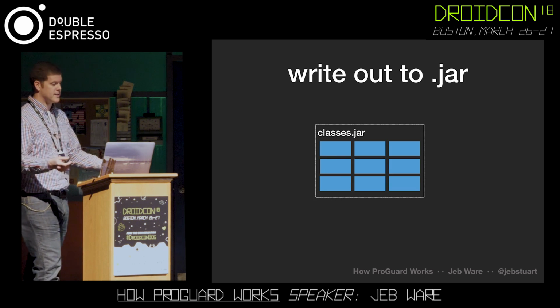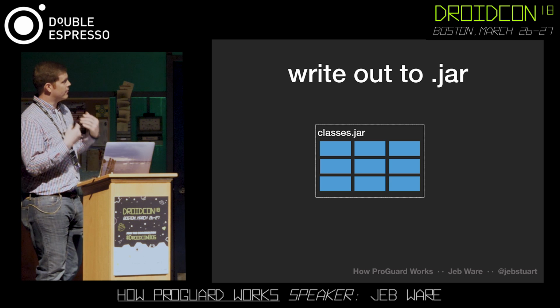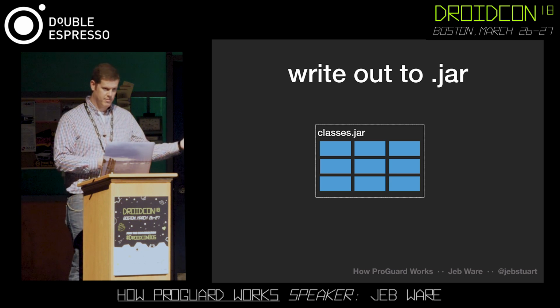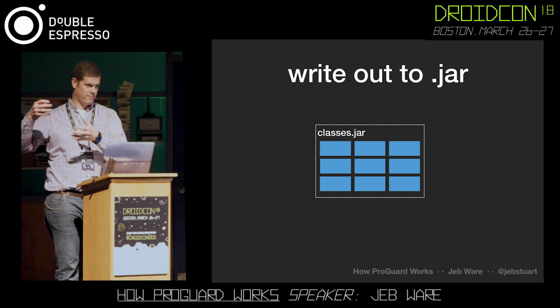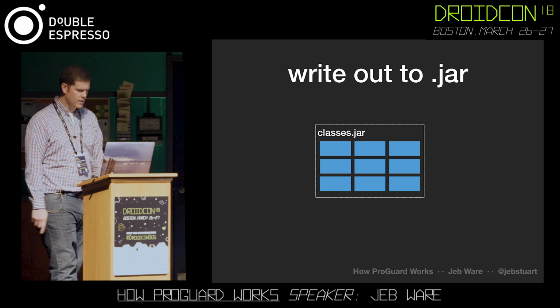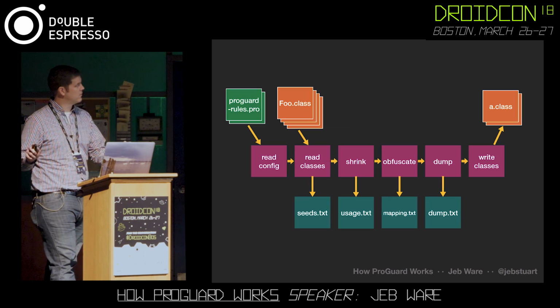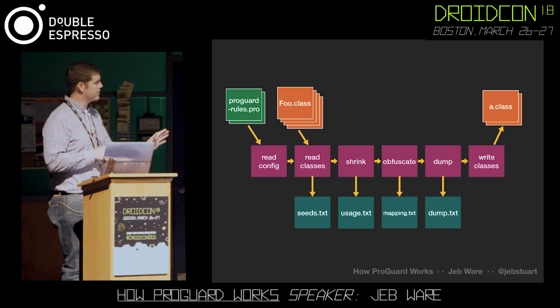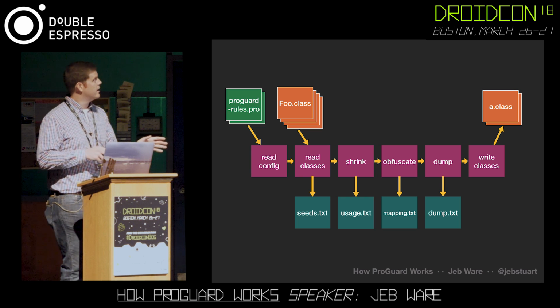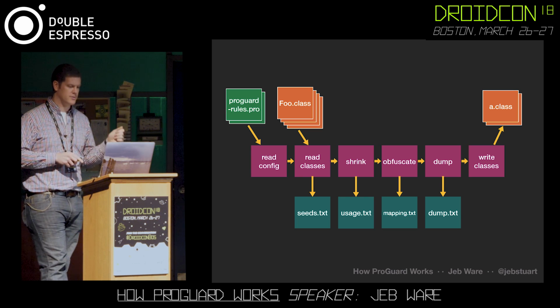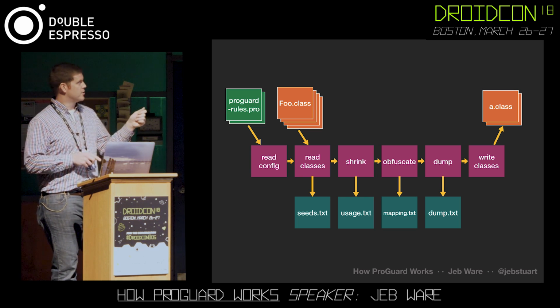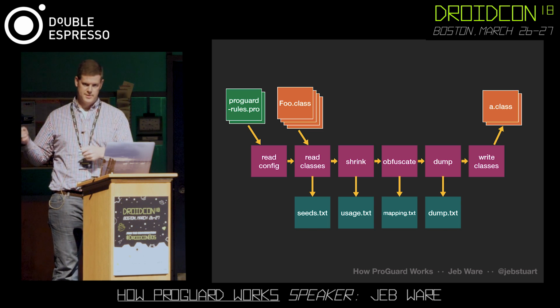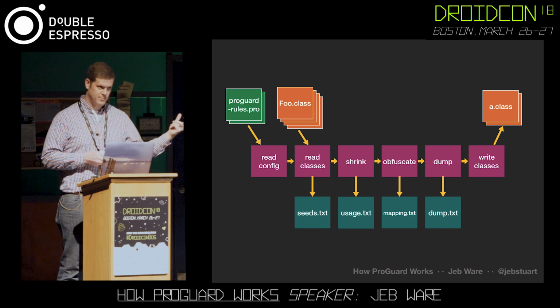But then the last thing ProGuard does is it writes out your code, right? It writes out your transformed code to a jar. A jar, again, is just a zip of class files. So, all right, let's look at that whole sequence together so you can see the steps and how they flow. It loads in your config files. It loads in your code. It finds your code that matches the keep rules. That's your seeds, the entry points into your code.